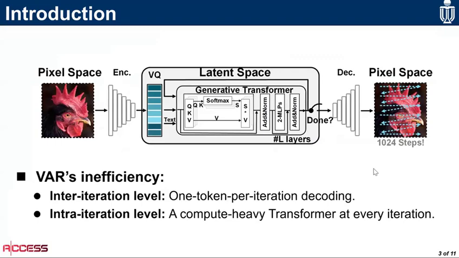As you can see in this slide, VAR's inefficiency stems from two levels. First, at the inter-iteration level, VAR models generate one visual token per iteration. Therefore, it probably needs more than 1K steps to generate a single image. Second, at the intra-iteration level, VAR models employ a compute-heavy generative vision transformer at every iteration.